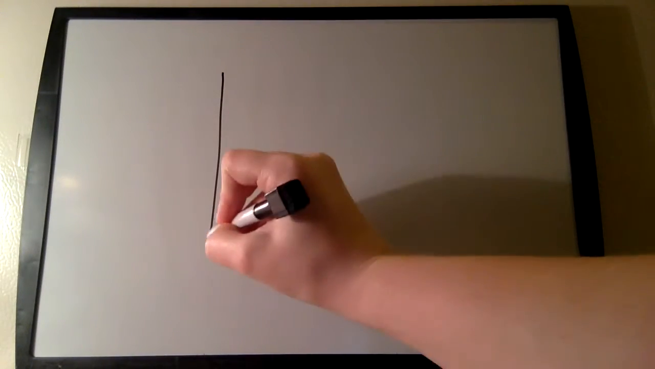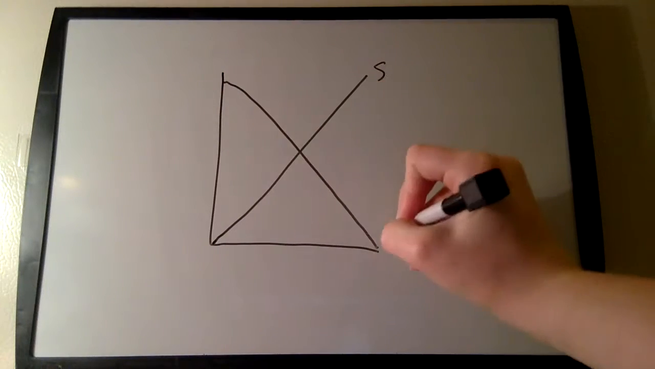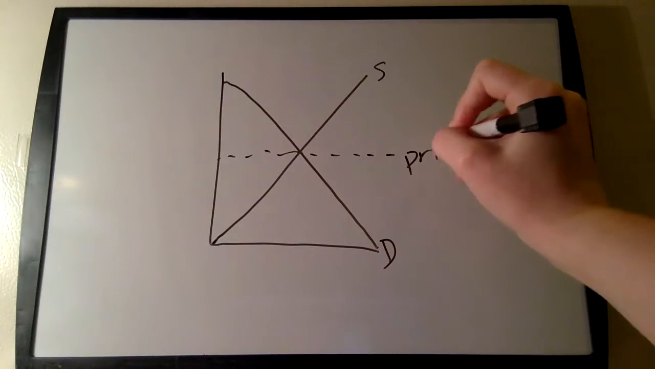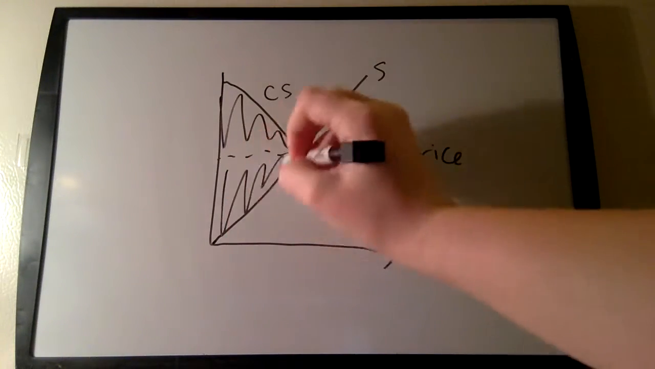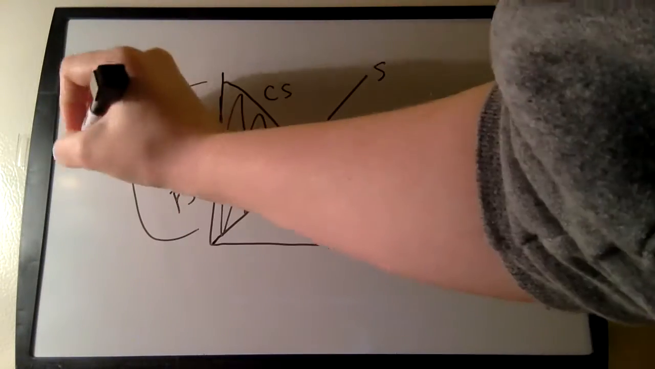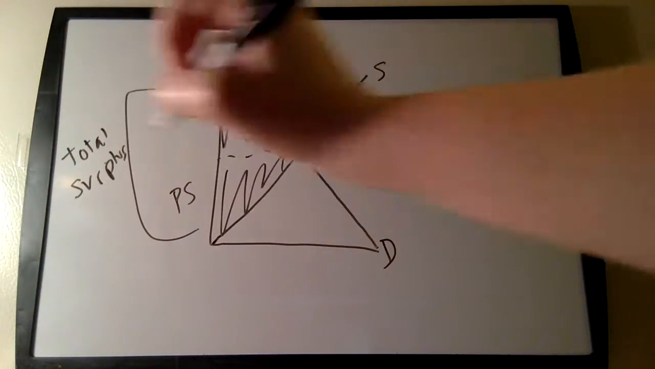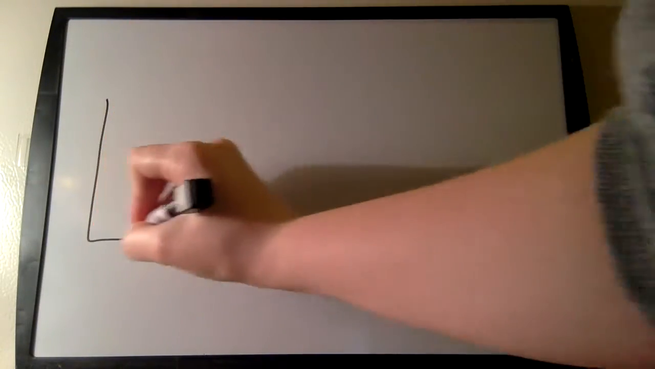Here's how. First, we must remember the definitions of consumer and producer surplus. Consumer surplus is the area on the graph above the price and below the demand curve. Producer surplus is the area on the graph below the price and above the supply curve. So how does this relate to trade?